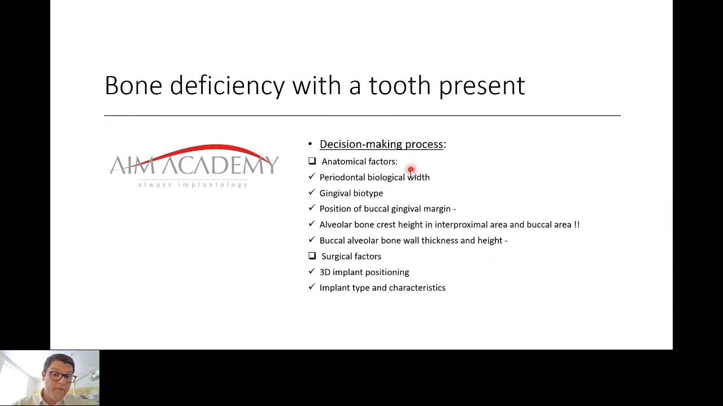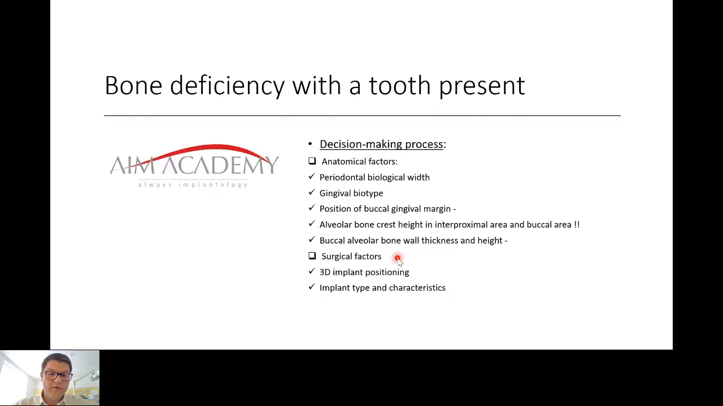The most important thing from my point of view is the anatomical factors. Periodontal biology: I prefer thick periodontal gingival biotype, and the position of the buccal gingival margin. In many cases, we don't have a stable position because it's only inflammation in that region. Alveolar bone crest height in the interproximal area and buccal area is a very important factor, because it will determine the level of the bone that we will get on that region.